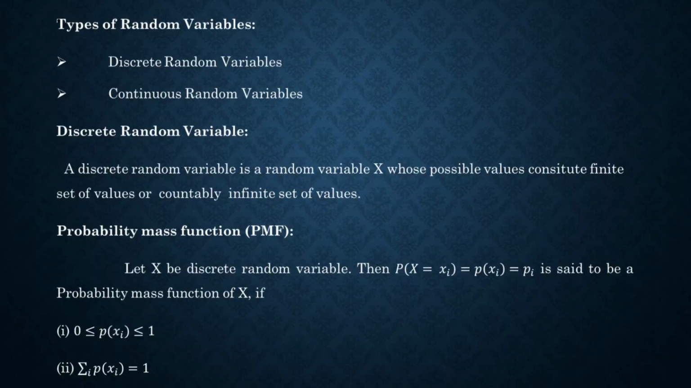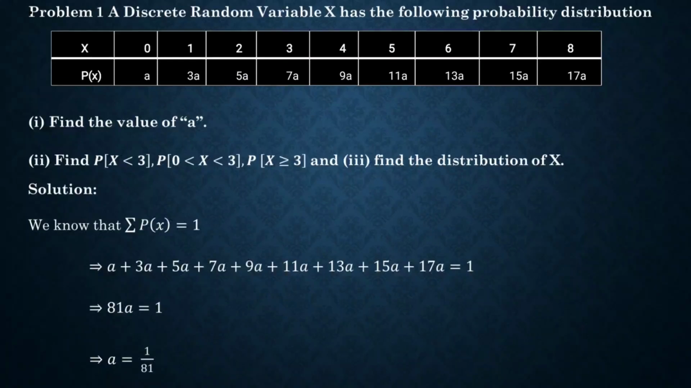Probability mass function. Let x be a discrete random variable, then p of x is said to be probability mass function of x if 0 less than or equal to p of xi less than or equal to 1 and summation p of xi equal to 1. Now let us see a problem.